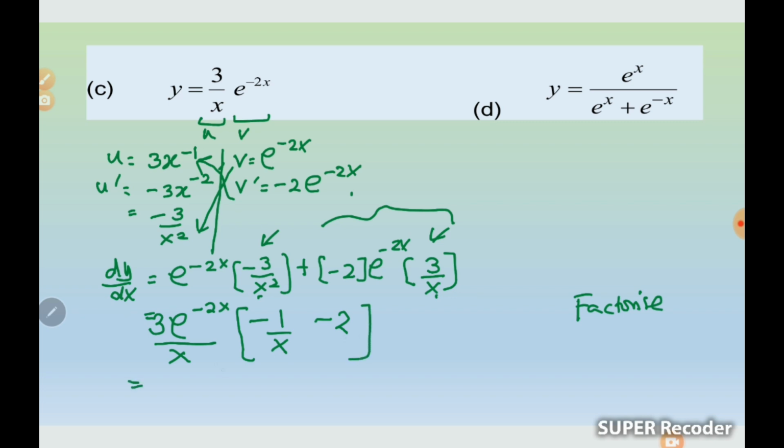So final answer, because we have both terms here negative, we can also factor out, so then we have negative 3 e to the power of negative 2x over x, multiply with 1 over x plus 2. So this is the simplest form.